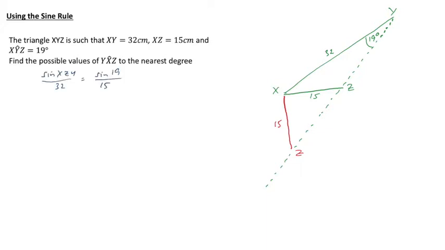So we're going to use sine of XZY, meaning the angle at Z, divided by 32 is sine 19 over 15. And we can rearrange that by multiplying by 32. So we have that the sine of the angle at Z is equal to 32 sine 19 over 15. And we can pop that in the calculator, and that gives us 0.694. And the dot dot dot there means lots of decimals. And we can then do sine to the minus 1 of that to find out what the angle at Z is. So what the calculator tells us is that the angle at Z is 44 degrees.